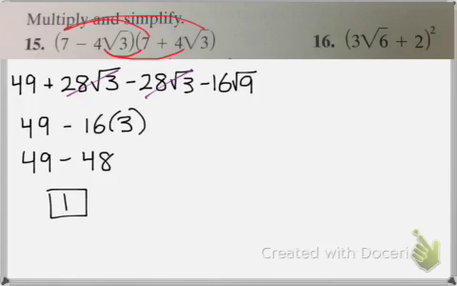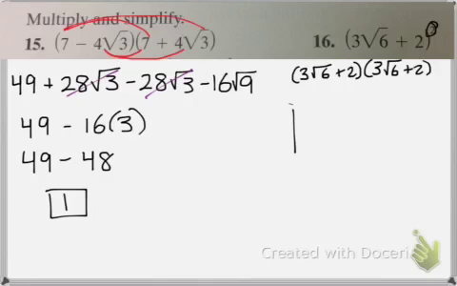So my answer is just 1. I want to remind you guys, if you have something squared, I really recommend rewriting it out like this so you remember to do FOIL or box method. I'm going to do box method for this one.